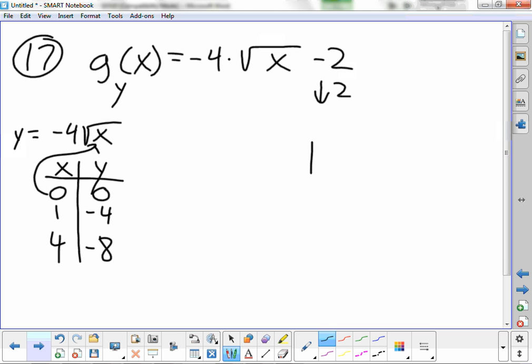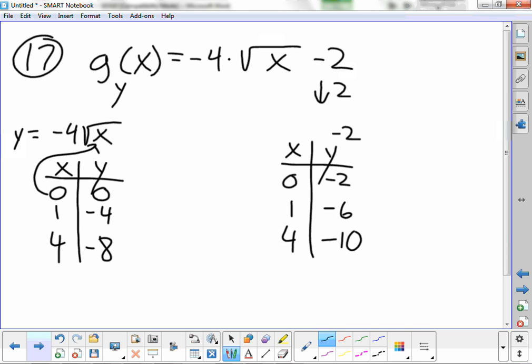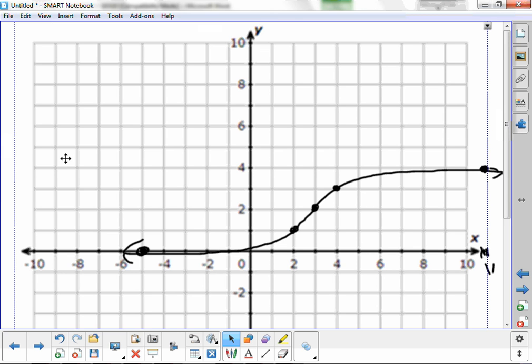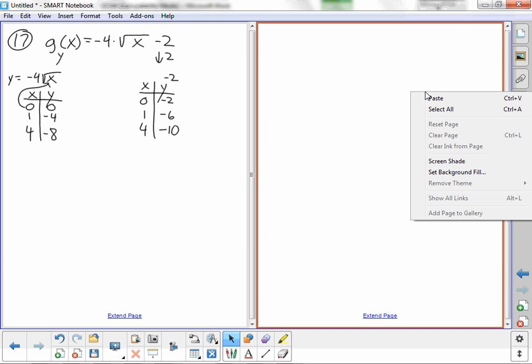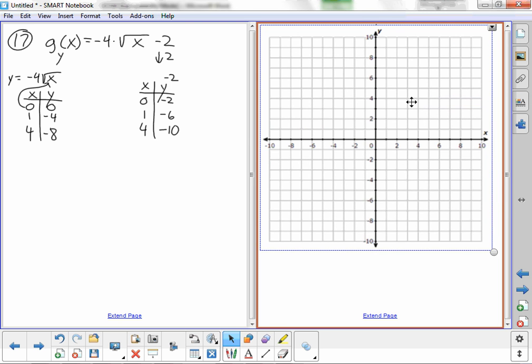All right, so now let's do our shifted table. And the only thing that's happening is we're doing -2 on our y's because it's shifting down 2. There is no horizontal shift because there's nothing inside with the x. So my x's all stay the same, 0, 1, and 4. Subtract 2 from your y, so -2, -6, and -10. Let me double check that. Looks good to me, I think. Remember, if you catch my mistakes, then just let me know. Let me copy this over and put it here and start graphing.